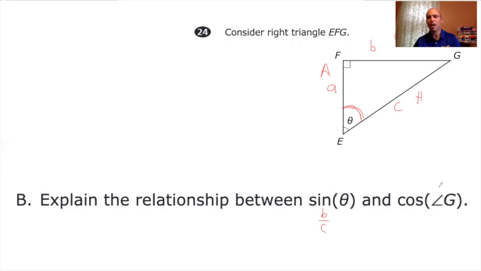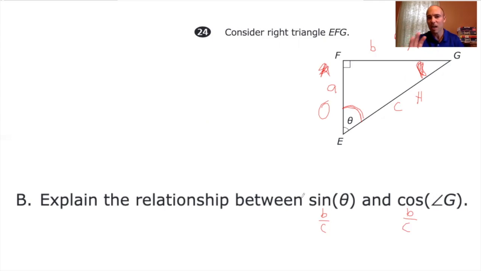All right. Now the cosine. Now we're talking about angle G. Sure, the hypotenuse stays the same, that is true, but the opposite and adjacent sides are flip-flopped. So the cosine of angle G is going to be adjacent over the hypotenuse, and so that's going to be B over C. So what do we know about these? They are the same thing.